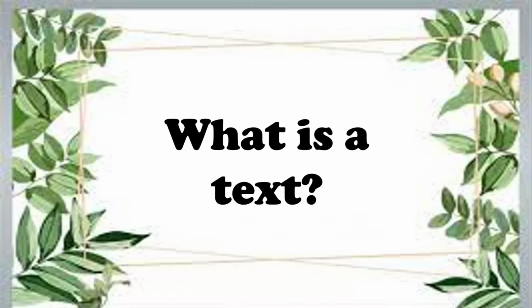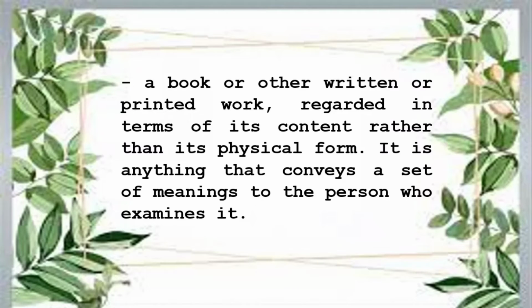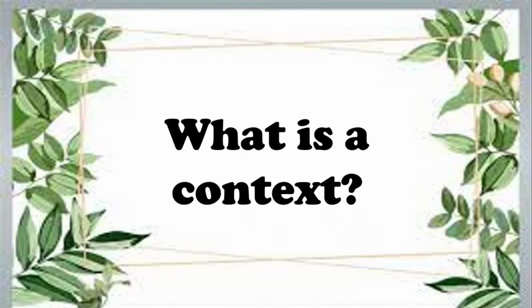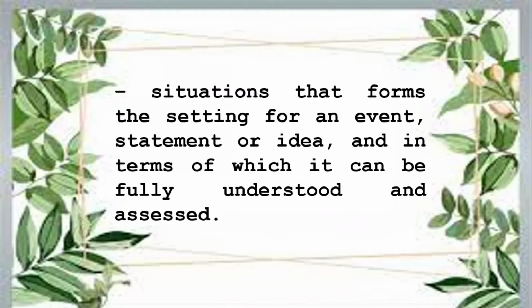So what is a text? Text is a book or other written or printed work regarded in terms of its content rather than its physical form. It is anything that conveys a set of meanings to the person who examines it. And what is a context? Context is a situation that forms the setting of an event, statement, or idea, and in terms of which it can be fully understood and assessed.